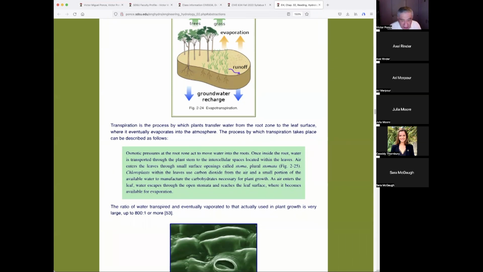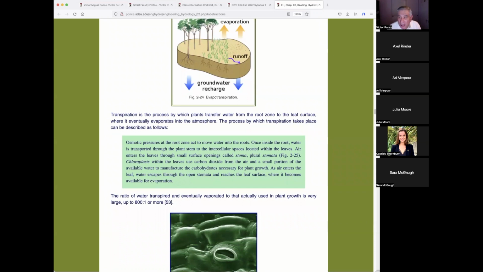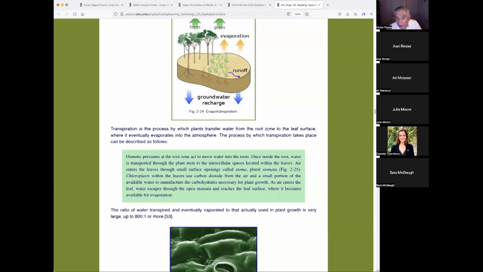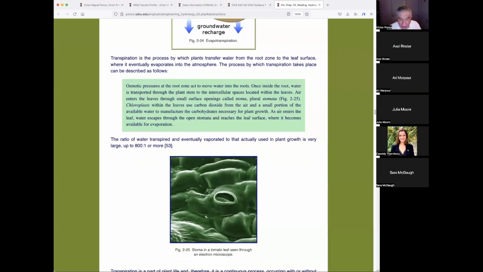And the process is more or less like this. There are osmotic pressures that allow the water to move from the root zone. The water has to be in the root zone. And then it is pulled up like pumps, pulled up through the stems and deposited right next to the leaf. And once it is next to the leaf or within the leaf structure, there are these stomata. They're called openings in the leaves that allow the water to seep through and become available for evaporation. That's the process. How do these stomata look? There's a picture in there, stoma. It's called stoma in a tomato leaf seen through an electron microscope. Very small, only seen through a microscope, but where the water can escape.